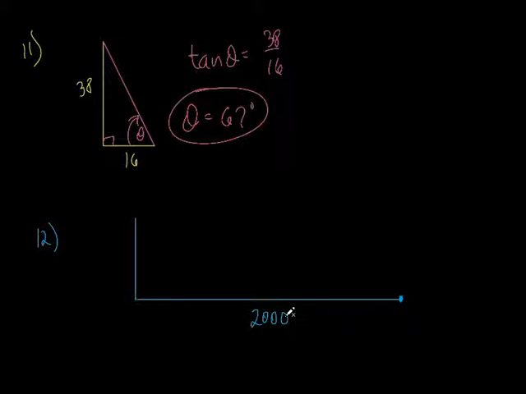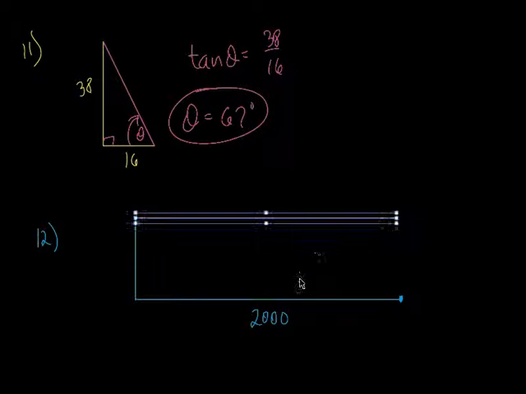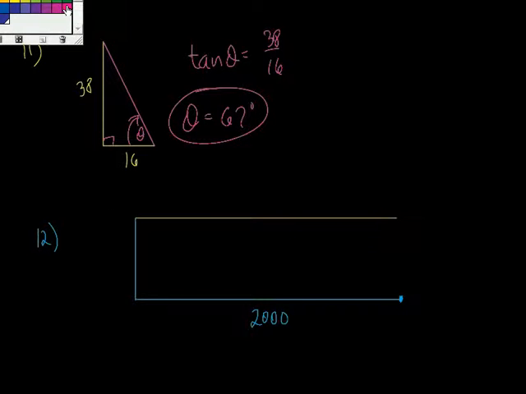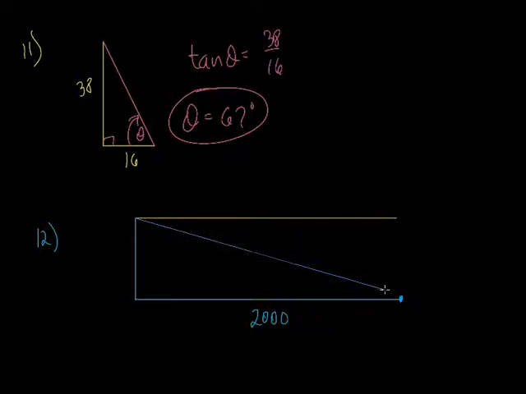Okay, so 2,000 meters. It says the angle of depression from the top of the cliff to the boat is 10 degrees. Okay, so if we go to the top, let's do this in a different color. The angle of elevation is always from the horizontal. So all I'm doing is just drawing a horizontal line there. All right, that just represents a horizontal line. The angle of depression is 10 degrees. That means from the horizontal down is 10 degrees.